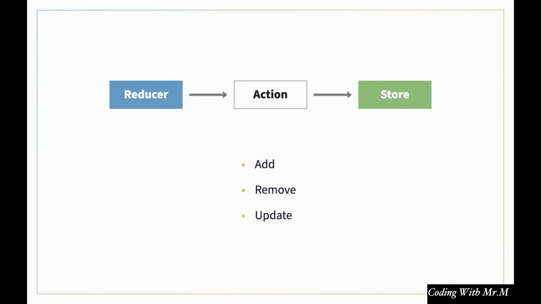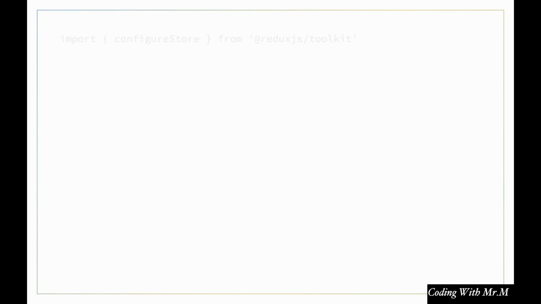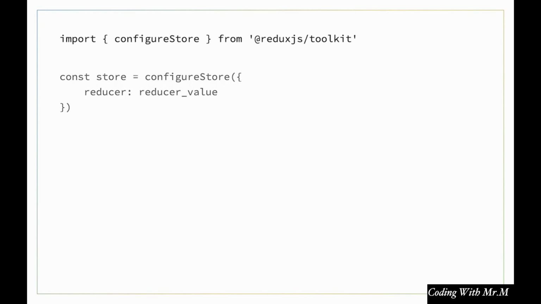To create a store, we'll have to import the configureStore method from Redux Toolkit. Then, we create a variable named store. This can be named anything, but we'll go with store because that's easy to understand. As our store's value, we'll call the configureStore method, and as an argument to the configureStore method, we'll have an object with our reducer property and a value.